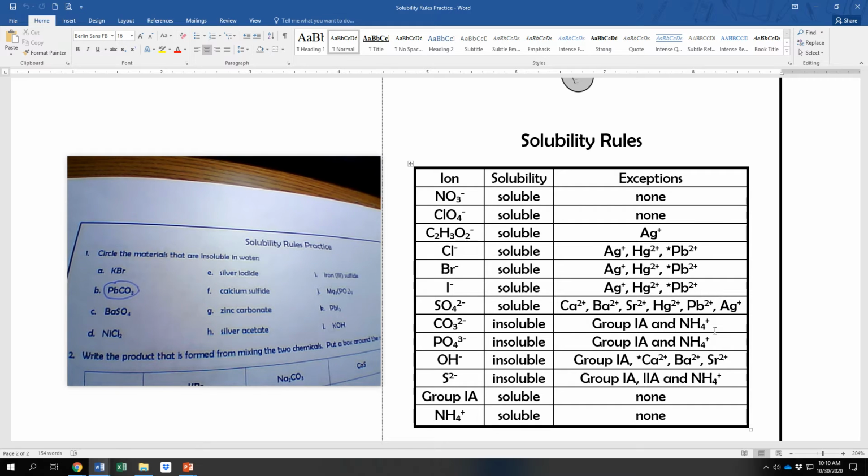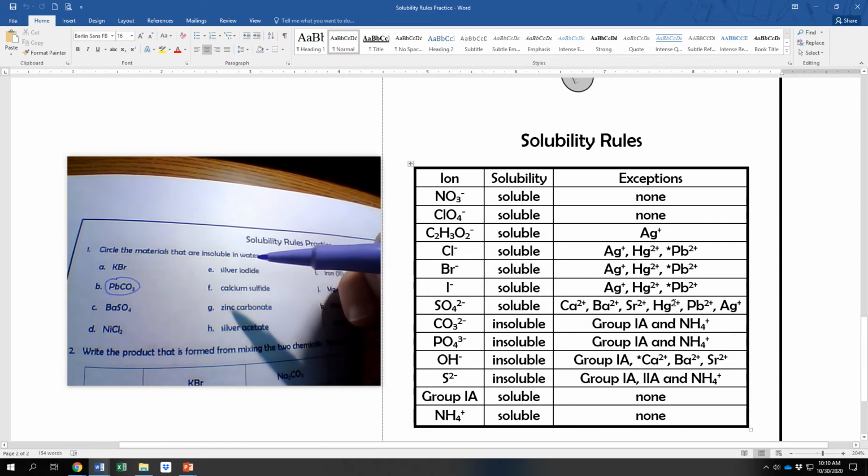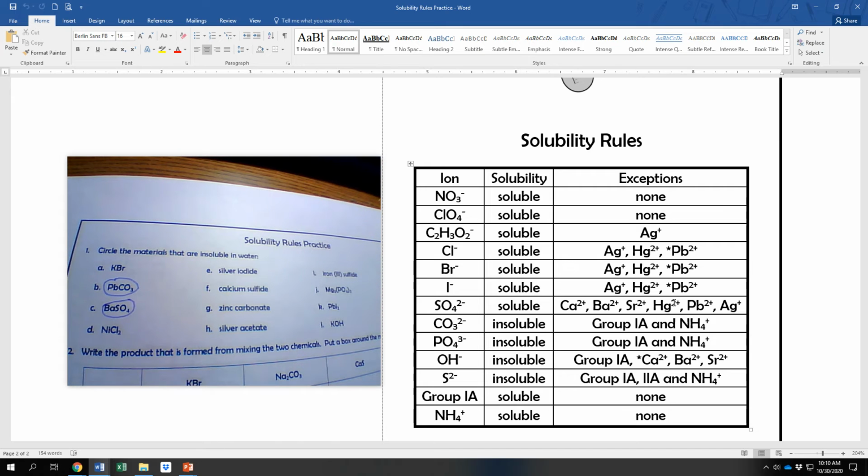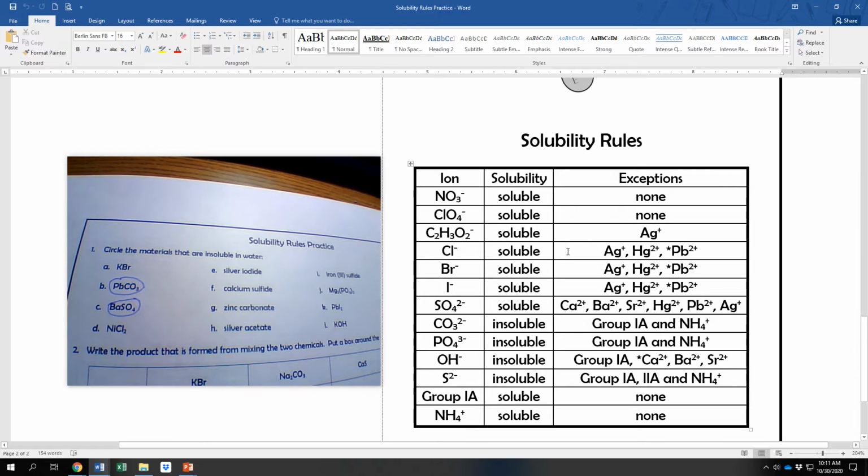Next, BaSO4. So we find SO4. Our rule says soluble, except for calcium, barium, strontium, mercury, lead, silver. Well, we're attached to barium, so that means it is insoluble. Next, NiCl2. So we find Cl, and it says soluble, except for silver, mercury, lead. Well, nickel is not silver, mercury, or lead, so it will dissolve.